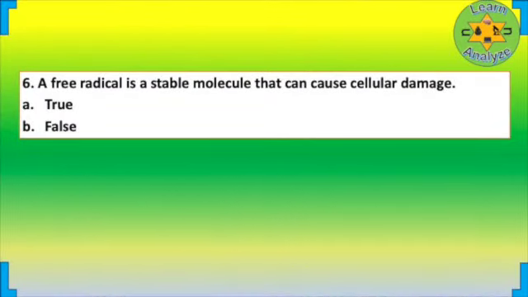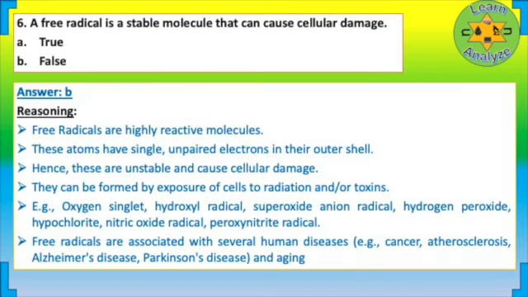These arise because electrons are located within orbitals in a random way. Question number 6. A free radical is a stable molecule that can cause cellular damage. Option A, true. Option B, false. The answer is B, because free radicals are highly reactive molecules. These atoms have single unpaired electrons in their outer shell. Hence, these are unstable and cause cellular damage. They can be formed by exposure of cells to radiation and or toxins.